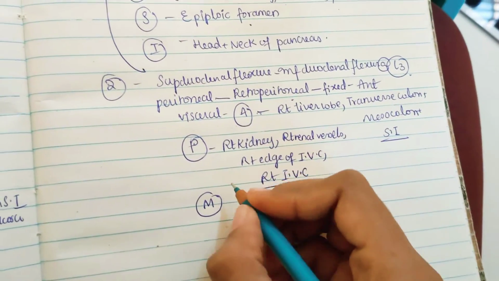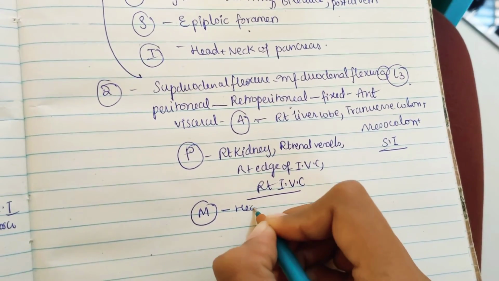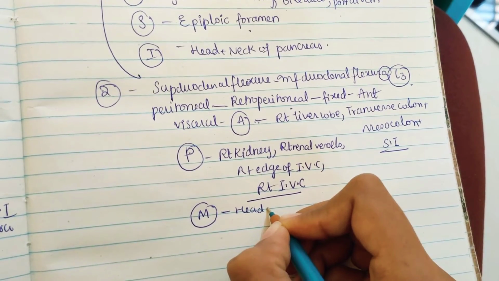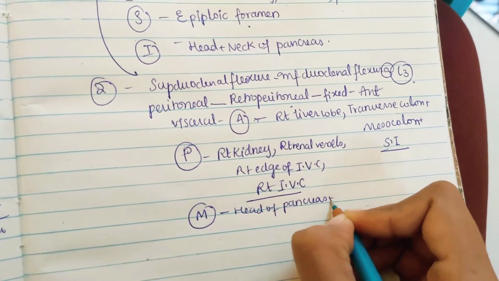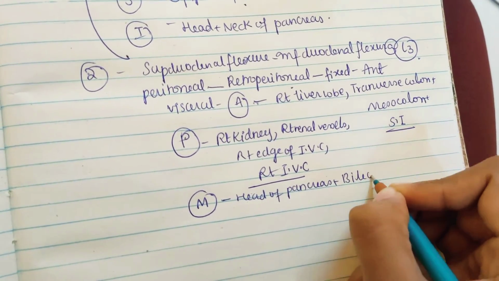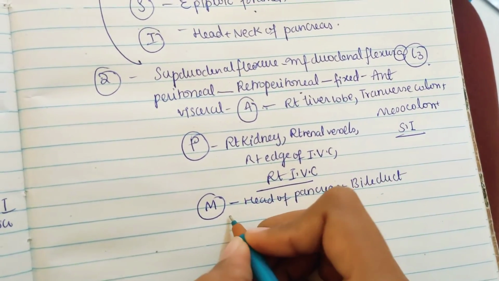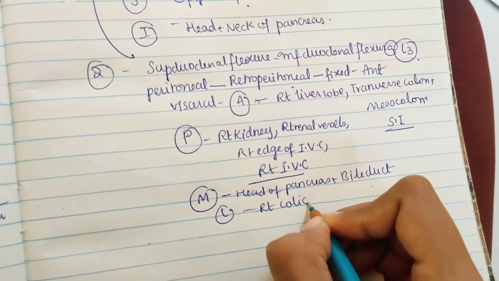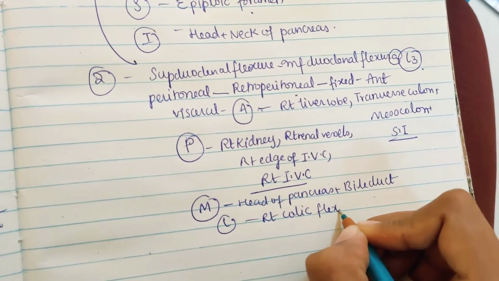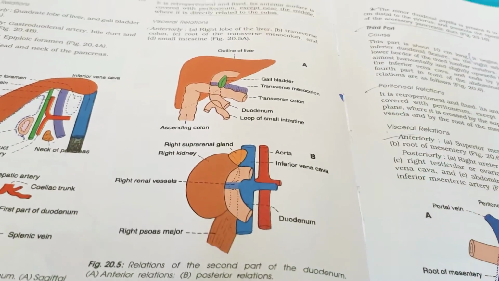Okay, so medially you have head of pancreas plus bile duct, and laterally you will have right colic flexure. I'll show the original diagram. Okay, so let us see all the relations of second part of duodenum.